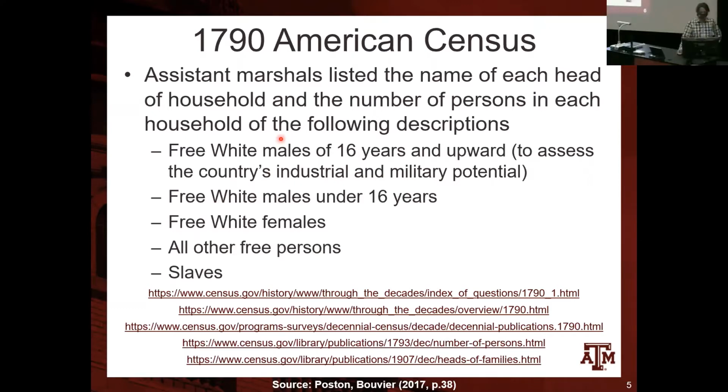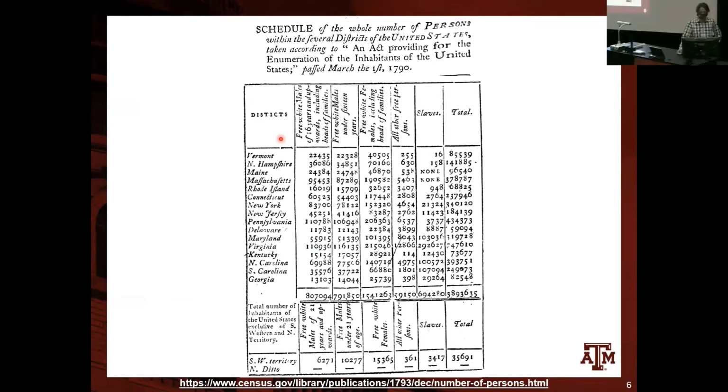So here you have the free white males of 16 years and higher, including heads of families, and these are the different states. And free white males under 16, free white females, and all other free persons and slaves, counting 3.4 million people around that.